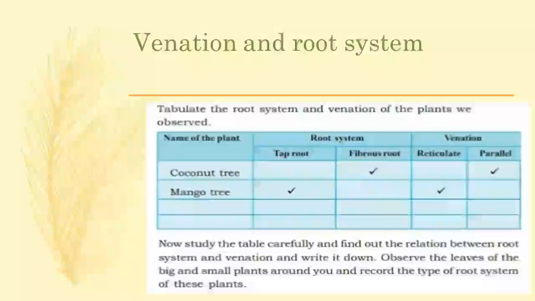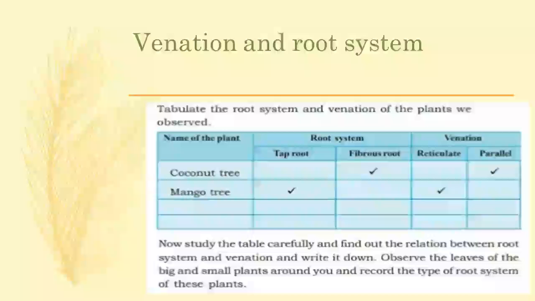Name of the plant: coconut tree. Coconut tree has fibrous root system and parallel venation. Mango tree has taproot system and reticulate venation.